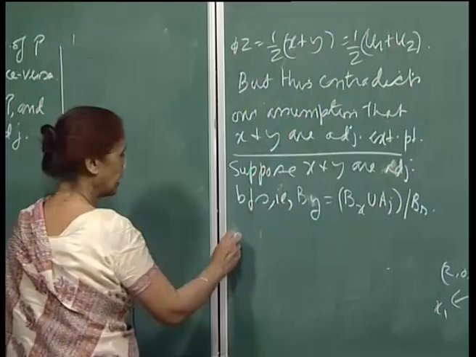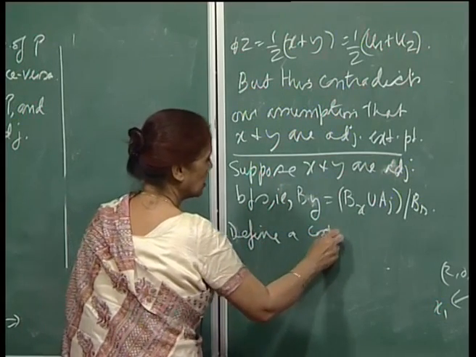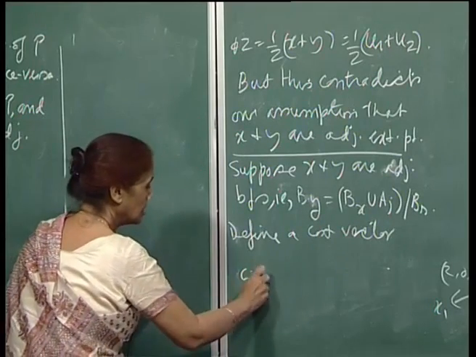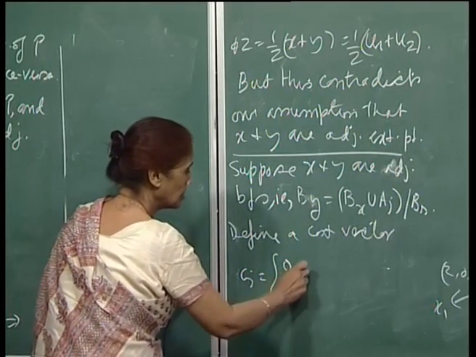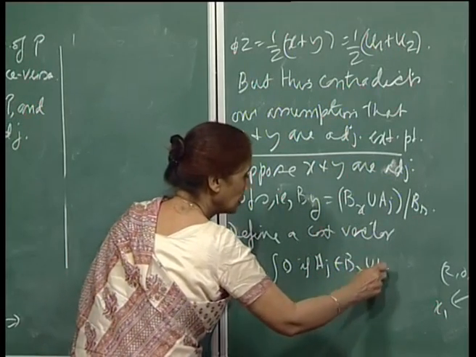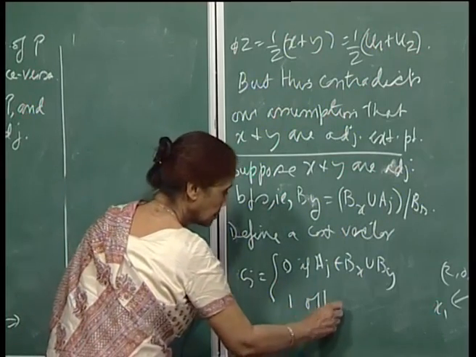So define a cost vector: Cj is equal to 0 if aj belongs to Bx union By, and one otherwise.